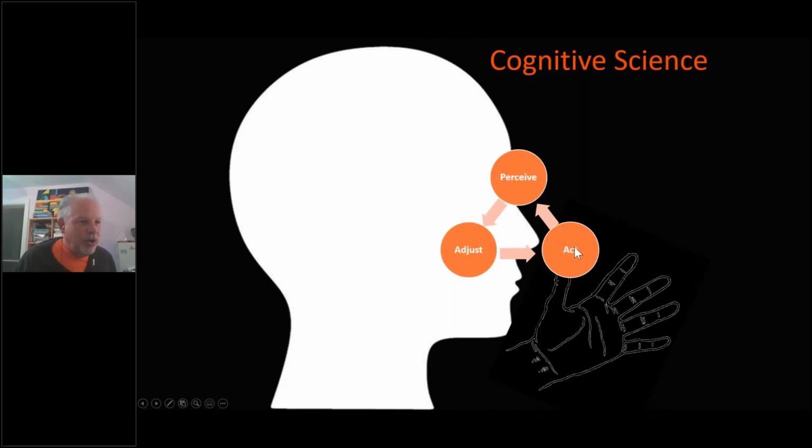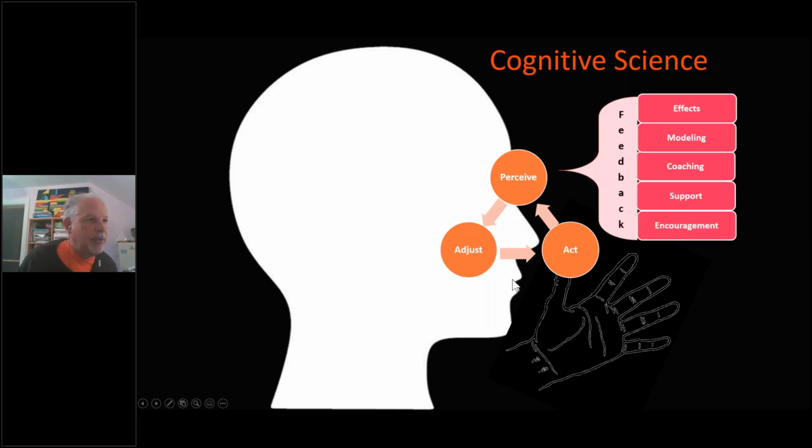So we know that we have the acting, that's the doing, and we perceive and we adjust. But what happens inside our heads? Let's talk about that really quickly. This is a model of information processing, drawn from a lot of the cognitive science research. It's a mental model of how we think and how we do.